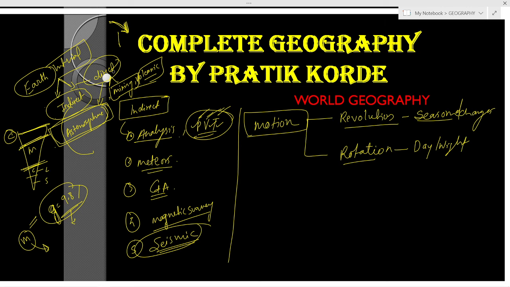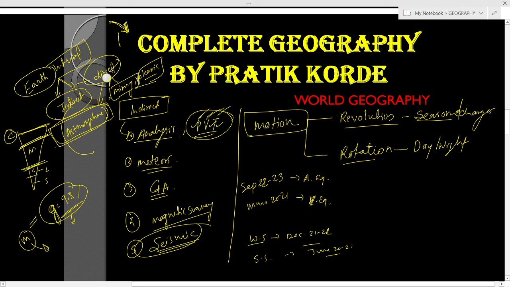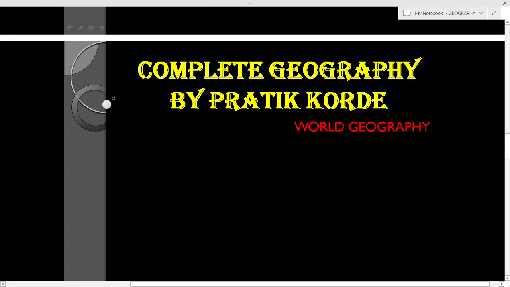I think these are not the important topics, but we will write down certain dates which are important. So you can simply write down September 22, 23: it is autumn equinox. Then March 21: vernal equinox. Then there is winter solstice in December 21-22. And then there is summer solstice in June 21. What this solstice is, we'll talk about in further topics.